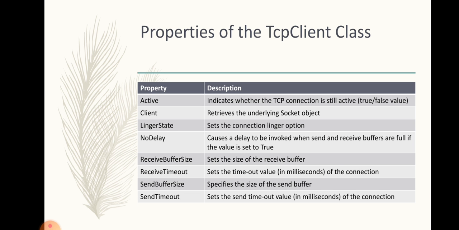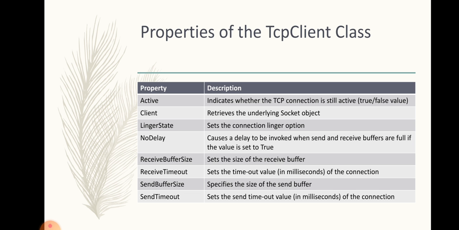Client retrieves the underlying socket object. The client is the machine or user who is ready to retrieve the object, or retrieve the response which is processed and given back to the client by the server.